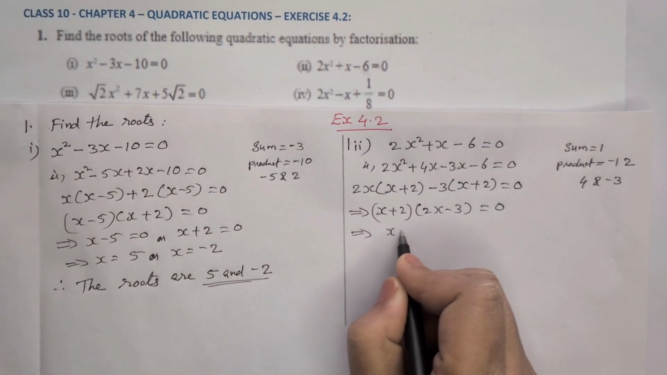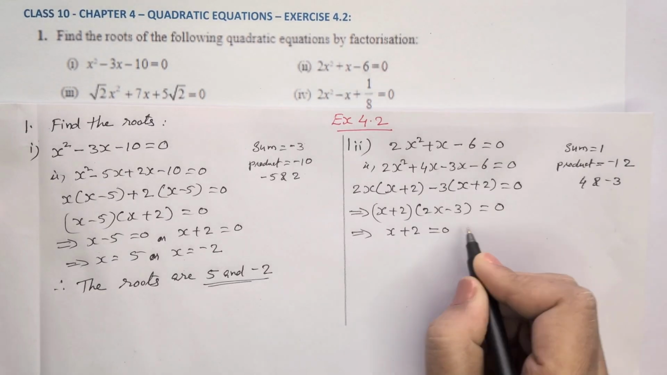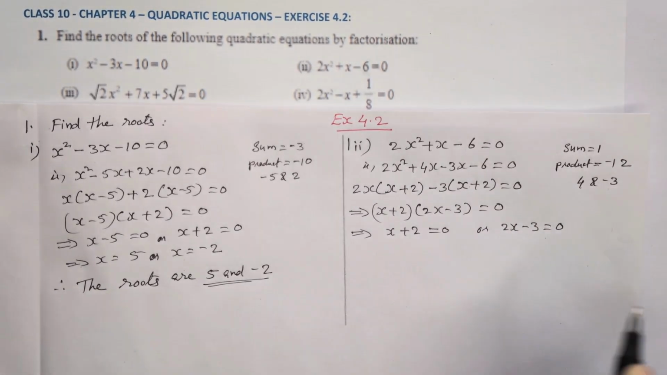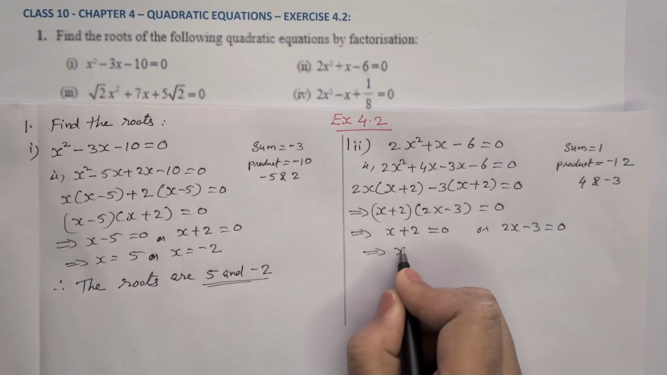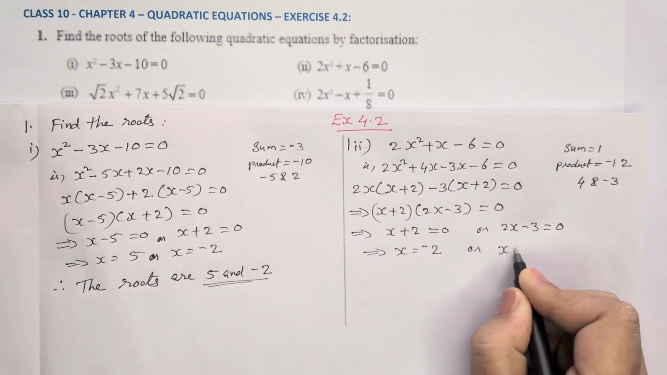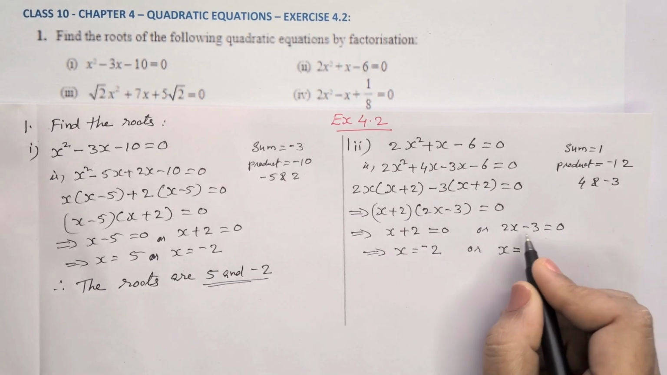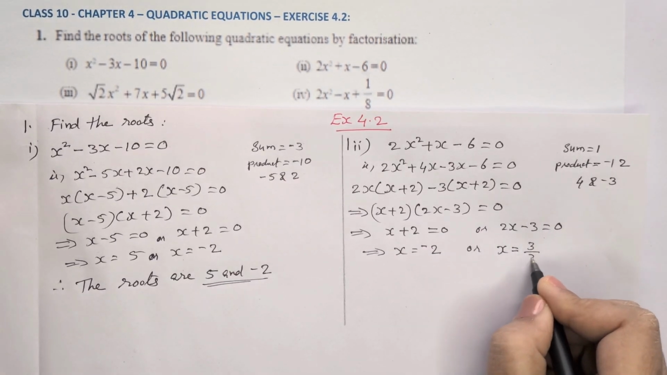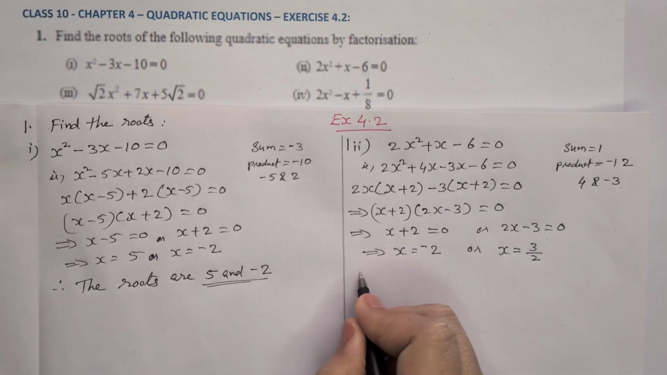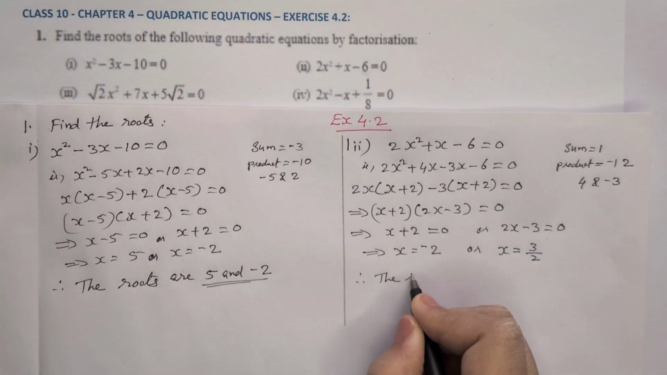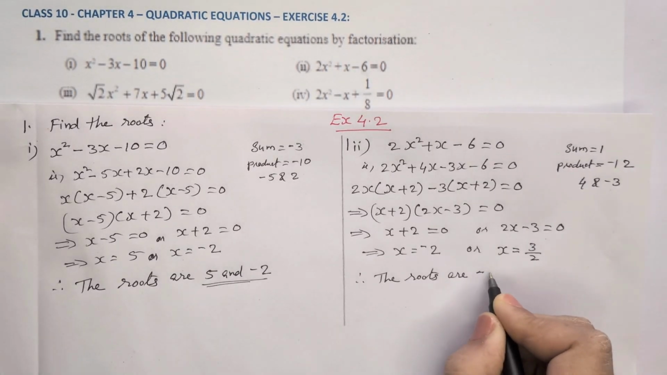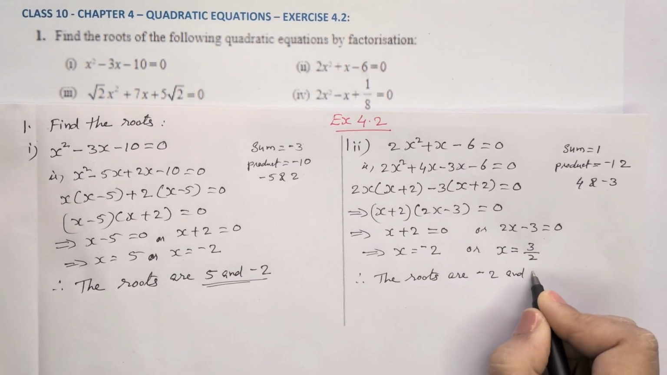That means x plus 2 is equal to 0 or 2x minus 3 is equal to 0, which implies x is equal to minus 2 or 2x is equal to 3, then x is equal to 3 by 2. So here we can write the roots are minus 2 and 3 by 2.